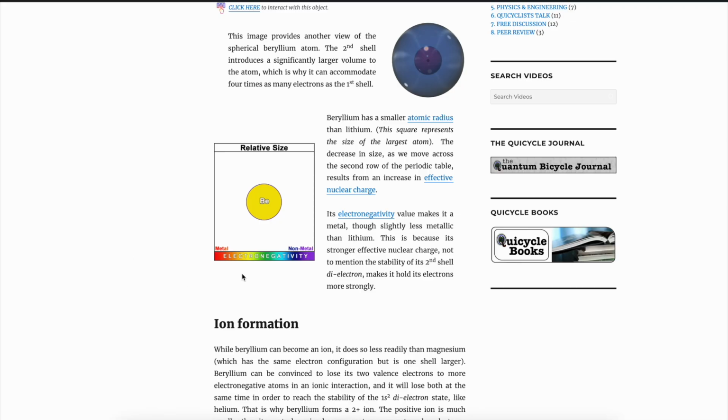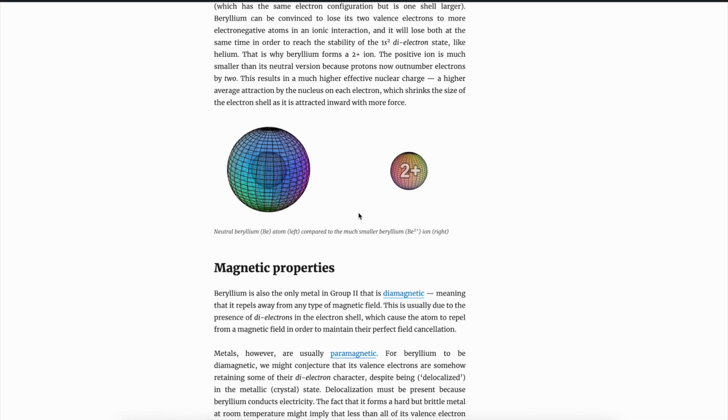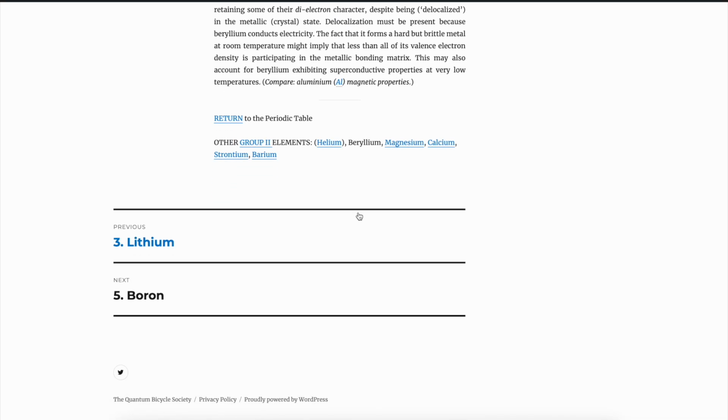Also notice that the electronegativity of beryllium is very low. It's on this end, which means it is willing to lose electrons rather than gain them. As such, beryllium can lose its 2 outer electrons and form a 2+ charge in its stable dielectron state. There's more information here for those interested, so moving on to boron.